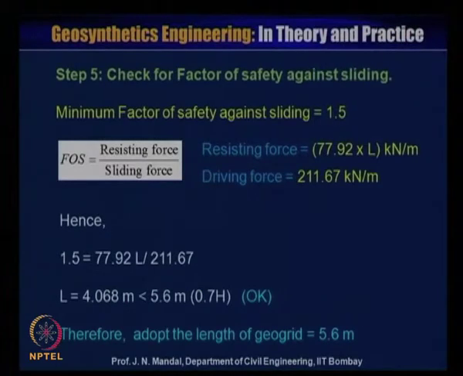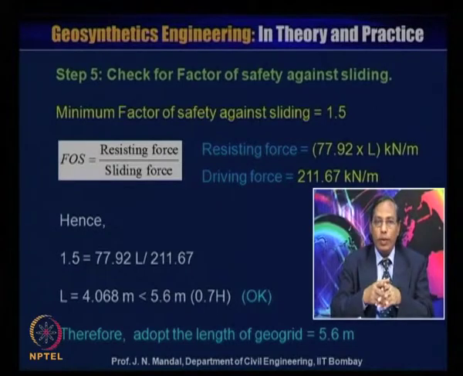Now step 5, you have to check for the factor of safety against sliding. Consider the minimum factor of safety against sliding as 1.5. The factor of safety is the ratio of resisting force and sliding force. The resisting force we calculated is 77.92 into L kilonewton per meter, and the driving force is 211.67 kilonewton per meter. So we can write 1.5 is equal to 77.92 into L divided by 211.67. From there you can calculate L.